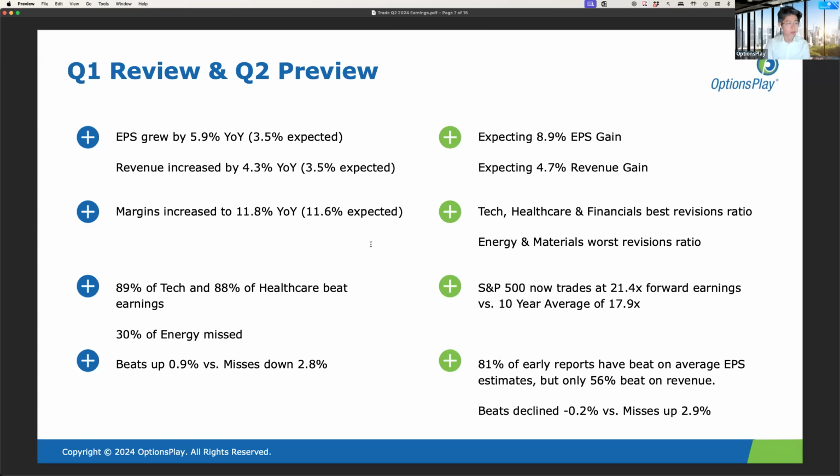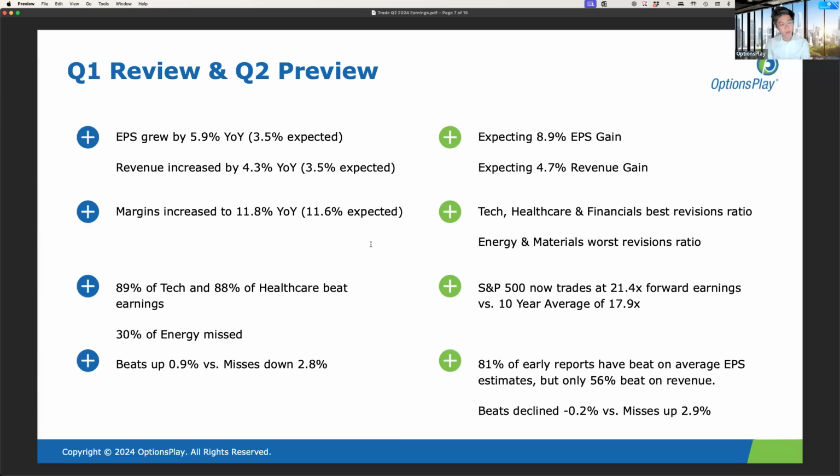So a worse outlook. So tech, healthcare, and financials have seen the best revisions ratio. This is where analysts are revising their estimates higher the most in those specific sectors. And we're seeing energy and materials seeing the worst revision ratios right now. So that gives you some sense as far as where analysts are seeing the most positive versus the most negative outlooks with regards to the individual sectors.